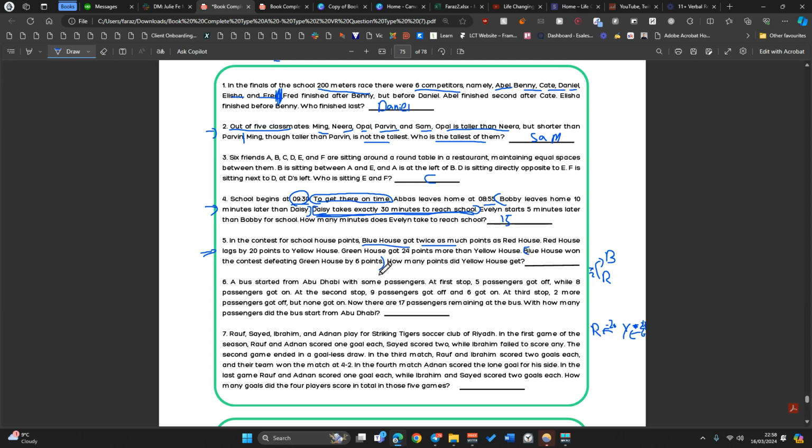So blue house won. That means I probably made a mistake here. Red house lagged behind. Okay, no, I haven't. So basically, blue house is in front of green by 6 points. How many points did the yellow house get? Okay, well, we know from this. Let's hold on. In the contest for school house points, blue house got twice as much as the red house. 20 points behind the yellow house. Green house got 24 more points. Oh, got 24 points more than the yellow house.